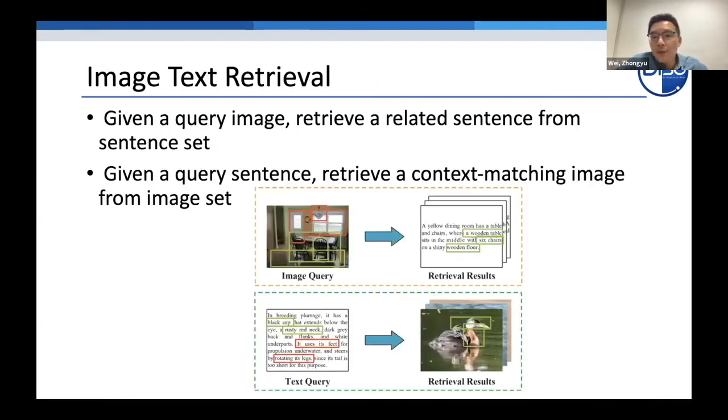The second research topic I want to introduce is cross-vision and language applications. It has some downstream tasks. The first one is image-text retrieval. It can go in two directions. The first direction is, given a query image, retrieve the texts. The second direction is, given a query sentence, retrieve the matching image.